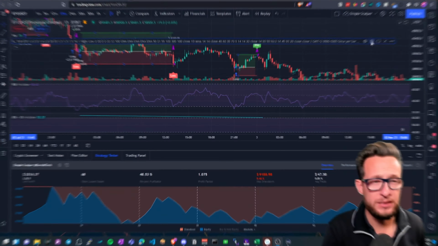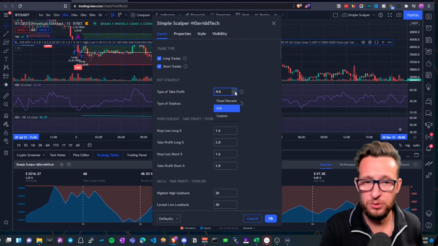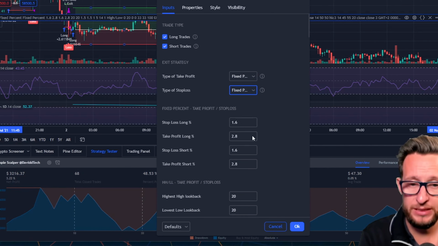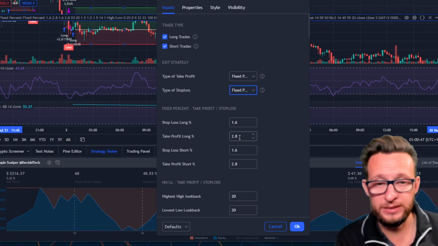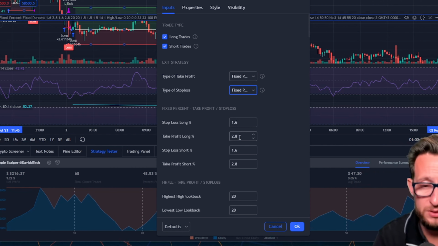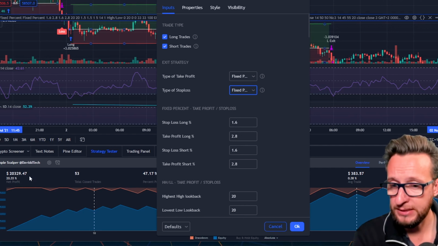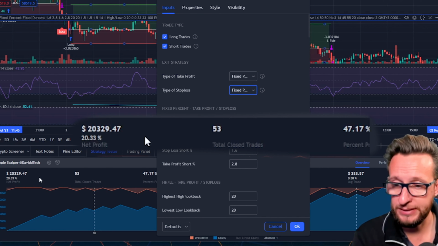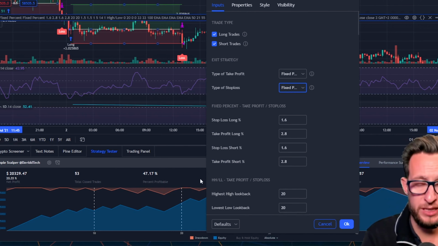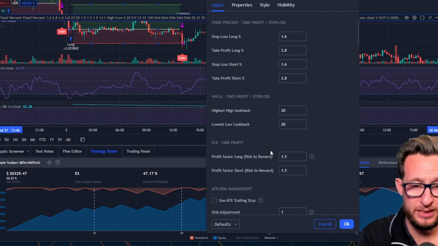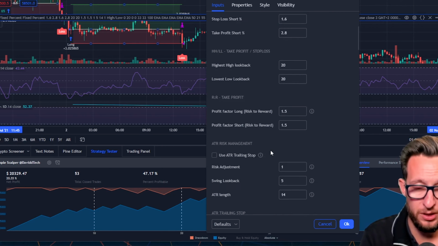Okay, let's go. So what my Python bot actually suggested was a fixed percentage rate of 1.6 and 2.8. So not far off the 1 to 1.5 ratio anyway. That's already taken us up to a 20% net profit and 47% profitable. It's given us 53 trades, so we still need a bit more confidence and to actually know that this is going to work in the long run.